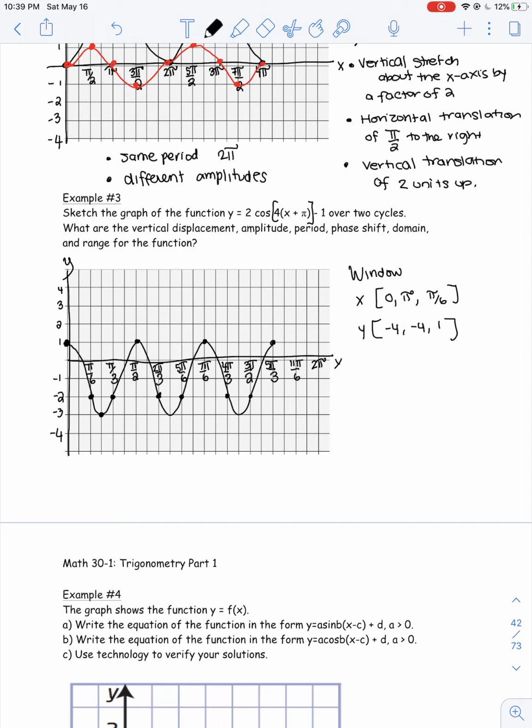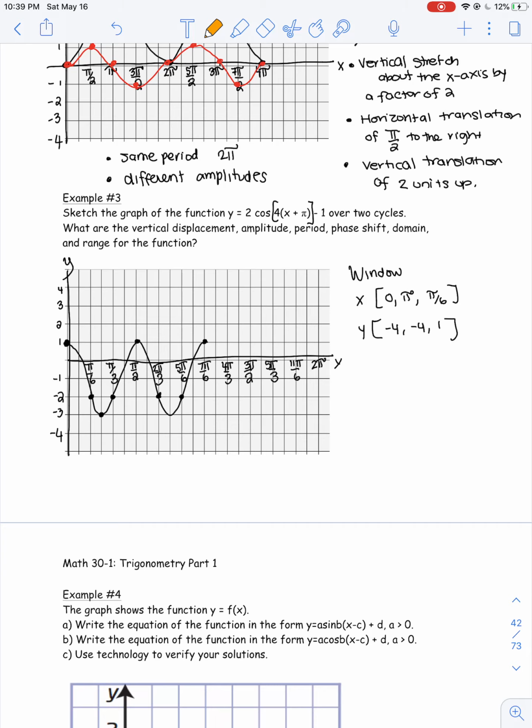Now technically I can stop here, so I just wanted to show you where I can stop. Two cycles will end you right here. So you don't have to continue the graph, you can just draw it up to that point right there.